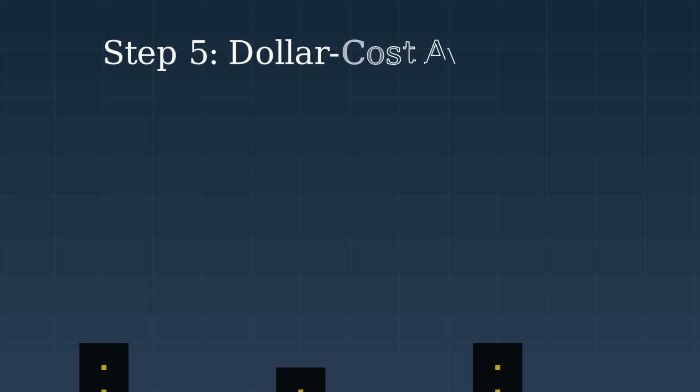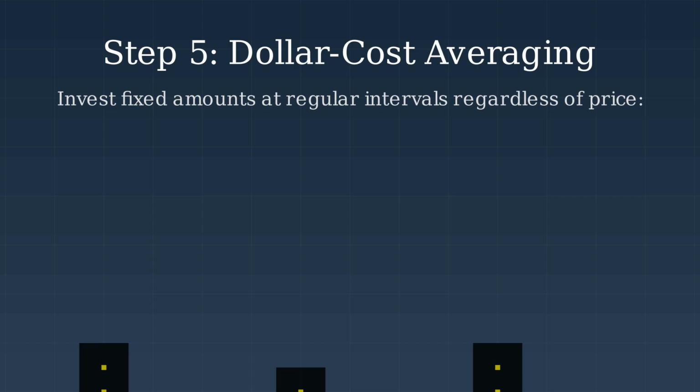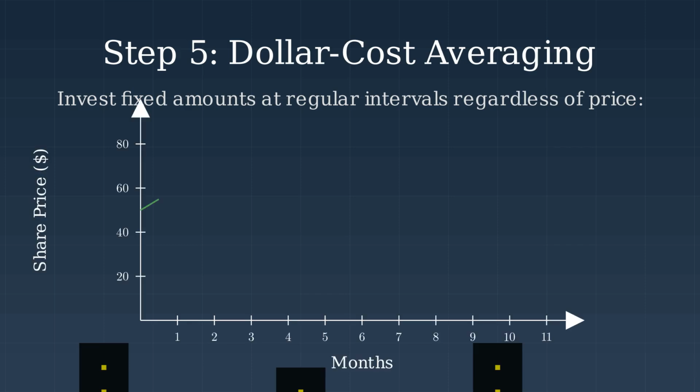Step 5 is to implement dollar cost averaging, a strategy where you invest a fixed amount at regular intervals, regardless of market conditions. This chart shows how stock prices fluctuate over time. With dollar cost averaging, you invest the same amount each month. When prices are high, your fixed investment buys fewer shares. When prices are low, the same amount buys more shares. This naturally leads to buying more at lower prices and less at higher prices.